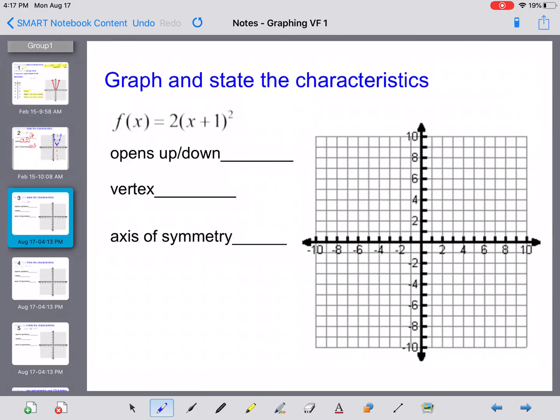Looking at the second example, we have f of x equals 2 times the quantity x plus 1 squared. We want to look at our a value of 2. So that's going to tell us that we are going to open up because 2 is greater than 0. And then we're going to look at our h value, which is this plus 1 right here, but we're going to take the opposite of that and we're going to say that that's negative 1. Again, that means our axis of symmetry is x equals negative 1.